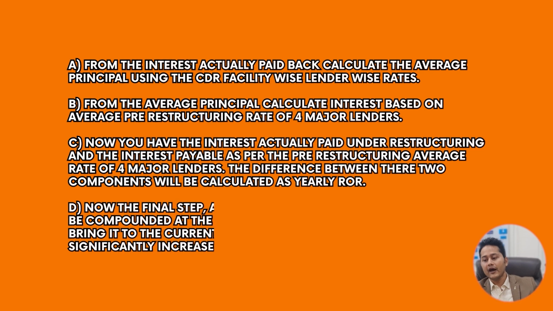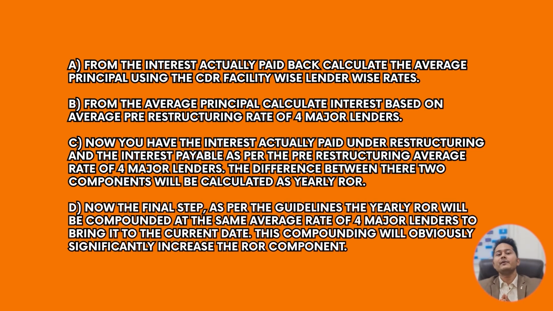Now the final step as per the guidelines is that this yearly ROR will be compounded. Say, for example, the restructuring ran from 2010 to 2023. For 13 years the company was under this restructuring. So when you calculate the ROR for 2010, 11, 12, 13, as per the guidelines, these amounts have to be compounded to 2023, which is the exit date of the restructuring, and this compounding will again be done at the average rate of the top 4 lenders of the various facilities which are there. Do note that this particular step will significantly increase the ROR amount from the base amount, because compounding is involved.